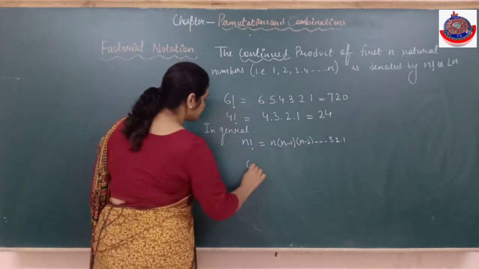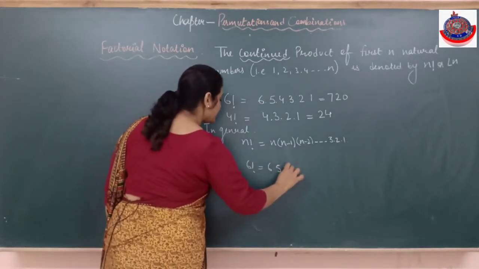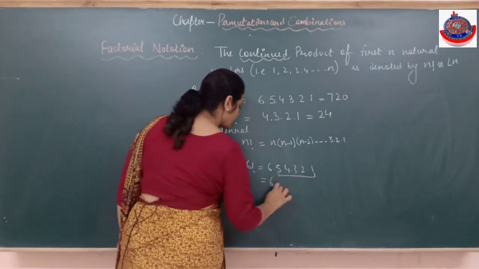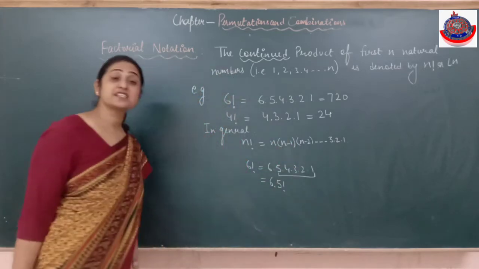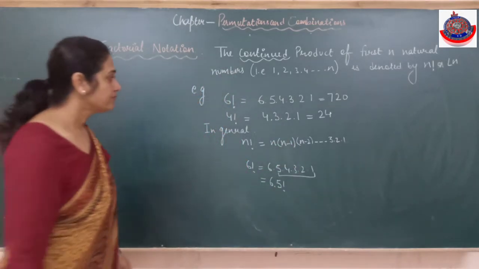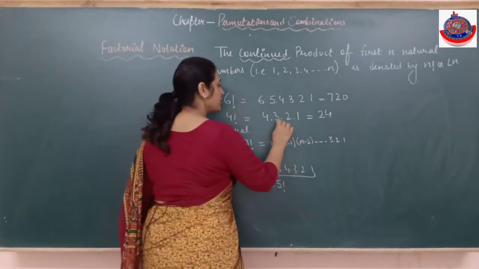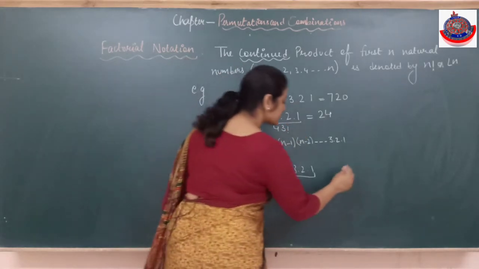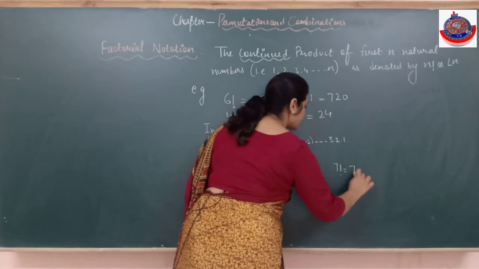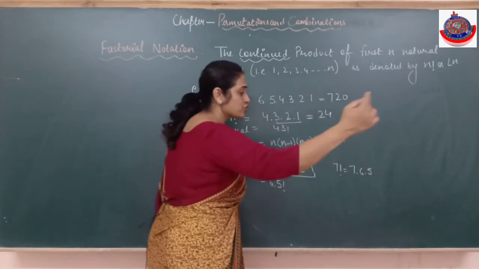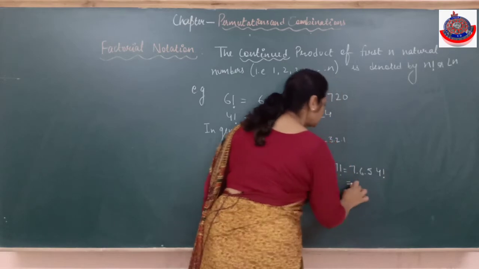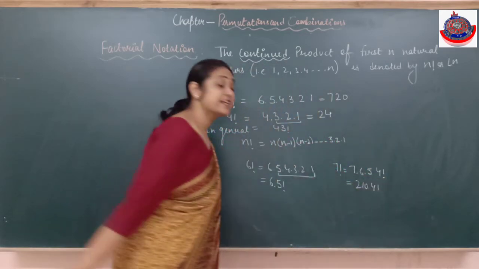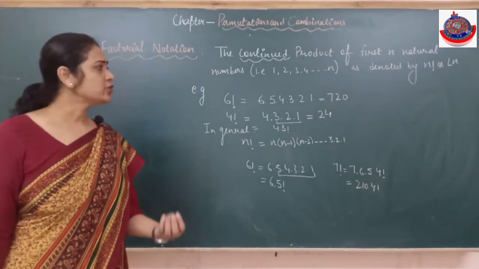If I say 6 factorial, it is 6 into 5 into 4 into 3 into 2 into 1. So what is this? In solving the question, I can write this also: 6 into 5 factorial. Any doubt? No problem. If it is 4 factorial, I can write it as 4 into 3 factorial. That's my choice. If I have 7 factorial, 7 into 6 into 5 into 4 into 3 into 2, so I'll write that as 4 factorial. Alright, so I can write it as 210 into 4 factorial.